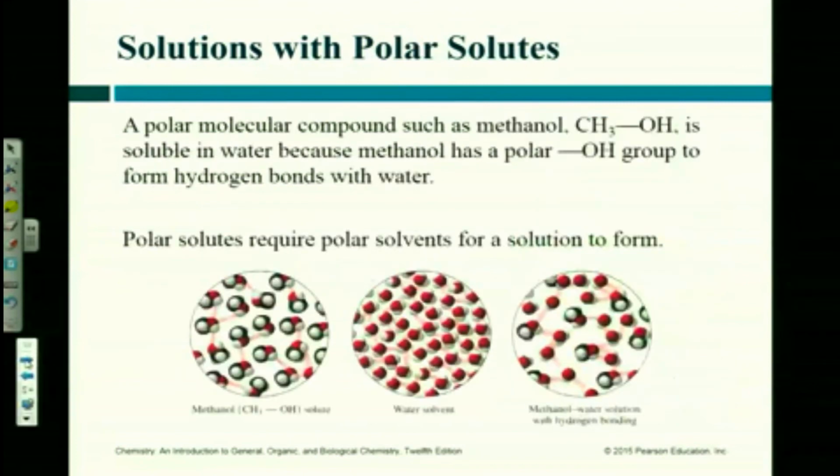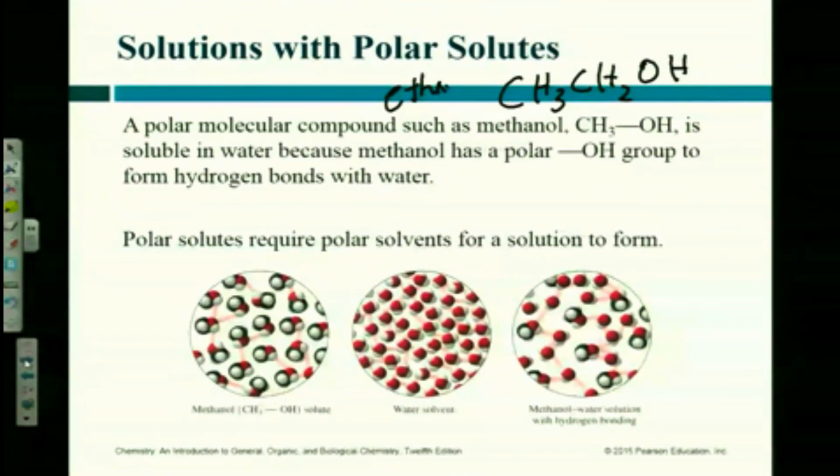Now, a polar molecule, like this is methanol, but some of us would be more familiar with this guy. This is methanol. This is ethanol. And we'll get there. We'll talk about alcohols eventually this semester.